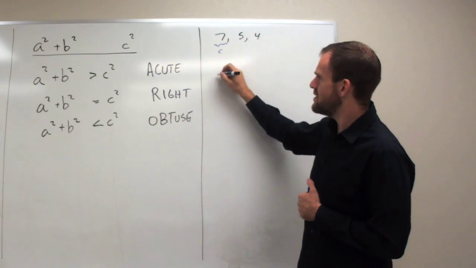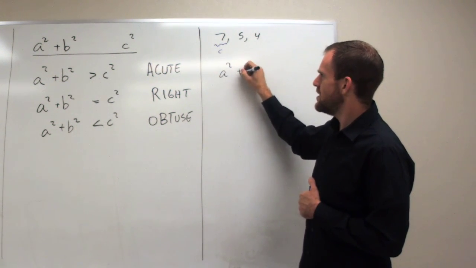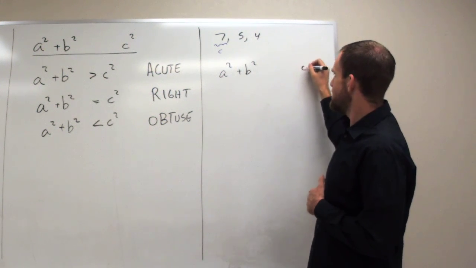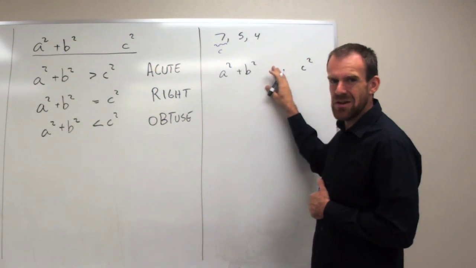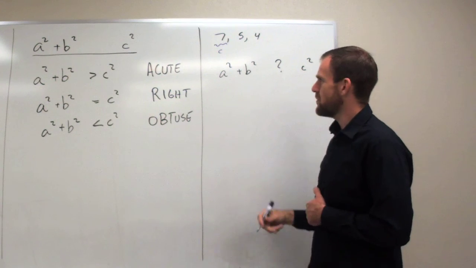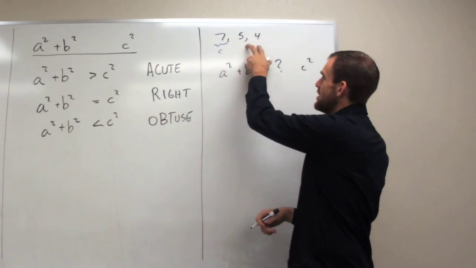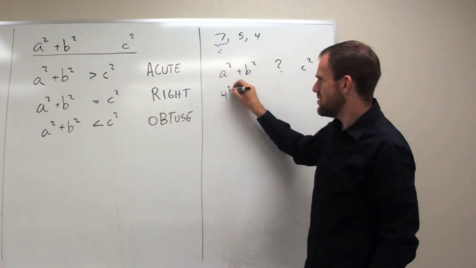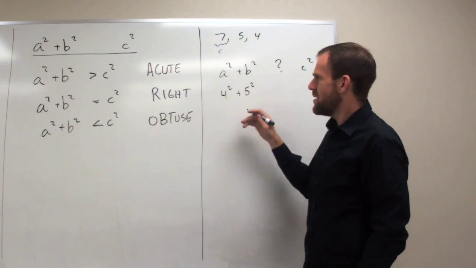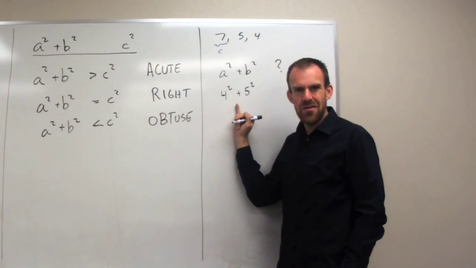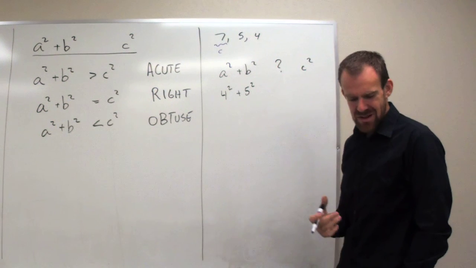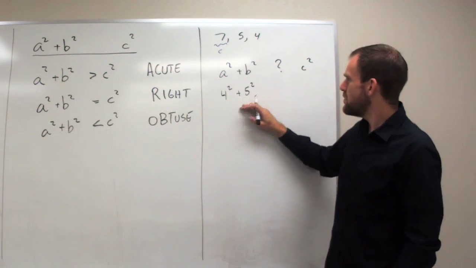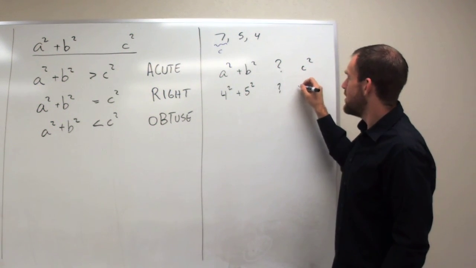So what I'm going to do is compare a squared plus b squared and c squared. I'm not going to put a symbol here because I really don't know, so maybe a question mark. A and B really don't matter the order. I always go from smallest to largest so I don't mess it up, because you can accidentally put the 7 over here and then it really does mess up everything you're doing. So 4 squared plus 5 squared, question mark, 7 squared.